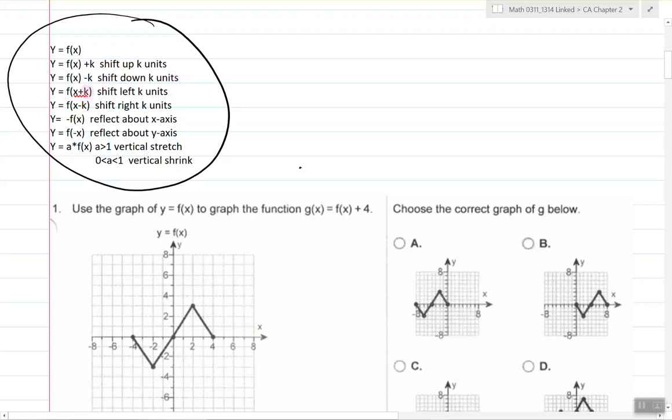If instead you add a k or subtract a k inside before the function takes hold of it, you will shift it left or right, and it goes the opposite direction of what the sign might indicate to you. If you multiply by a negative 1 on the outside, it causes the graph to reflect about the x-axis. So it is an up-down reflection.